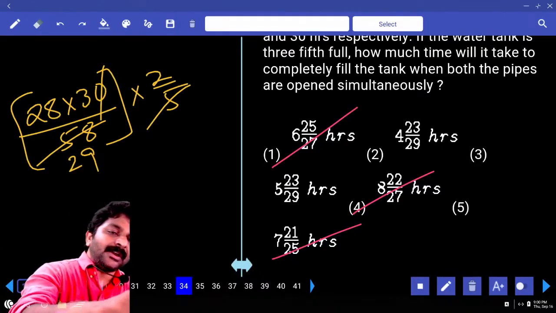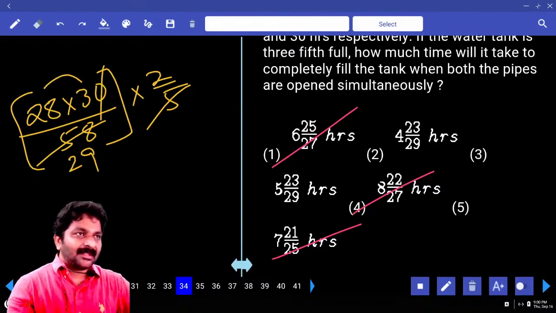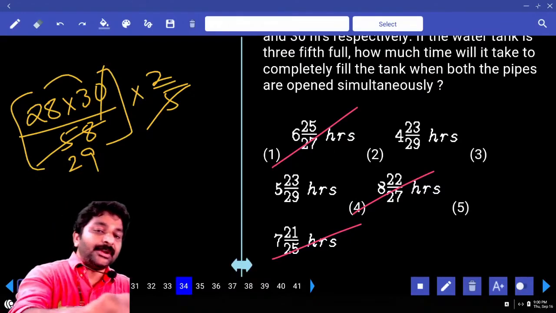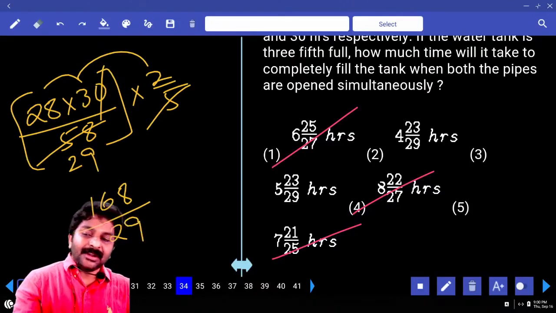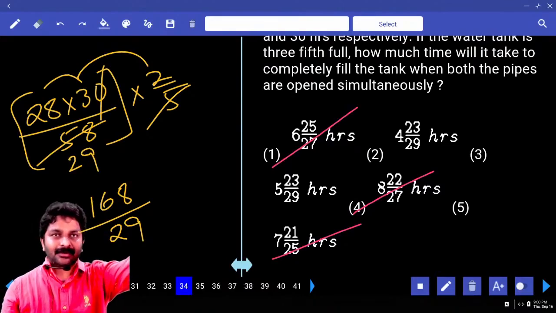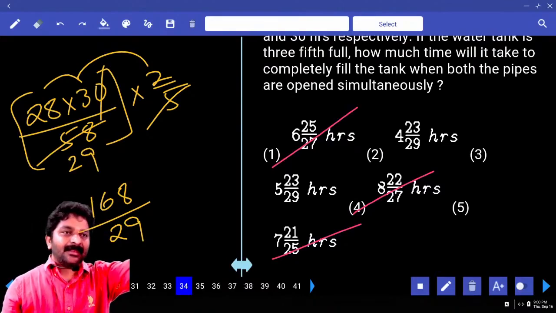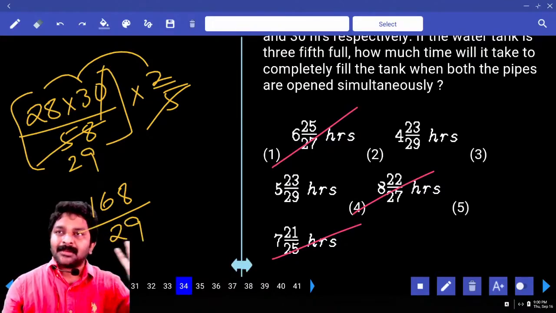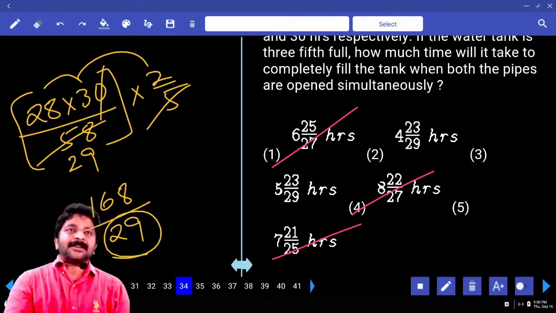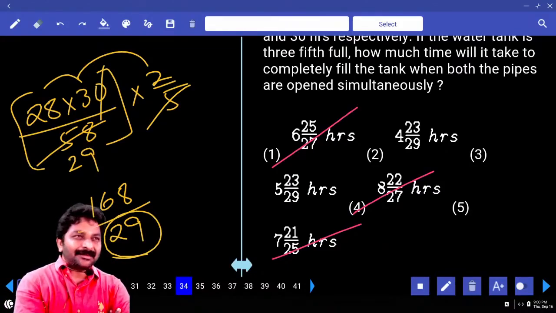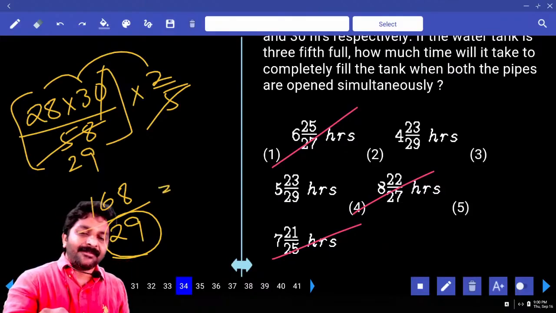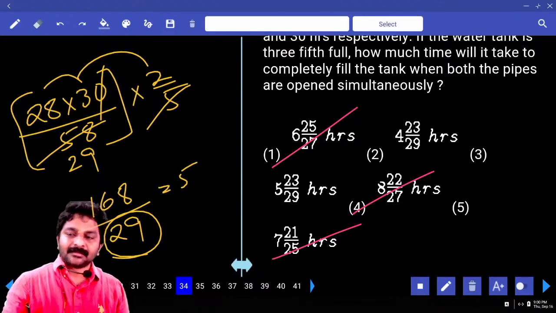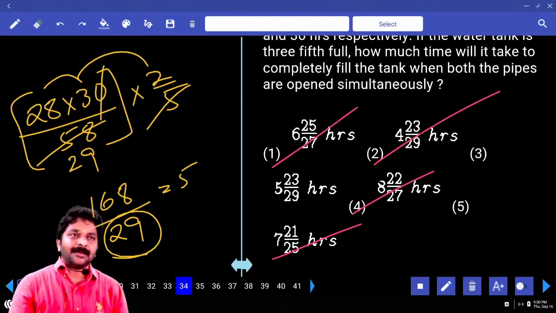Now 28 times 3, 84. 84 into 2, 168 divided by 29. Your second option starts with 4. Your third option starts with 5. So it is enough to identify one number. What is 5 times this number? Take 10 times and make it half, 145. Your number is more than 145, so you'll have 5 and something. Third option, final answer.